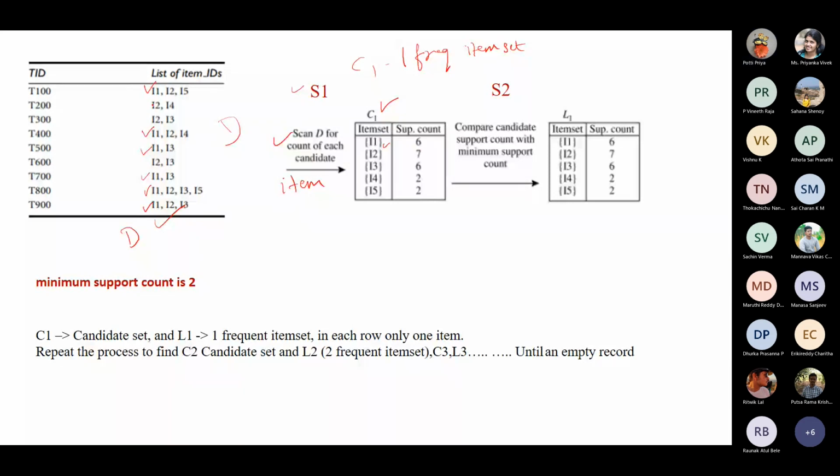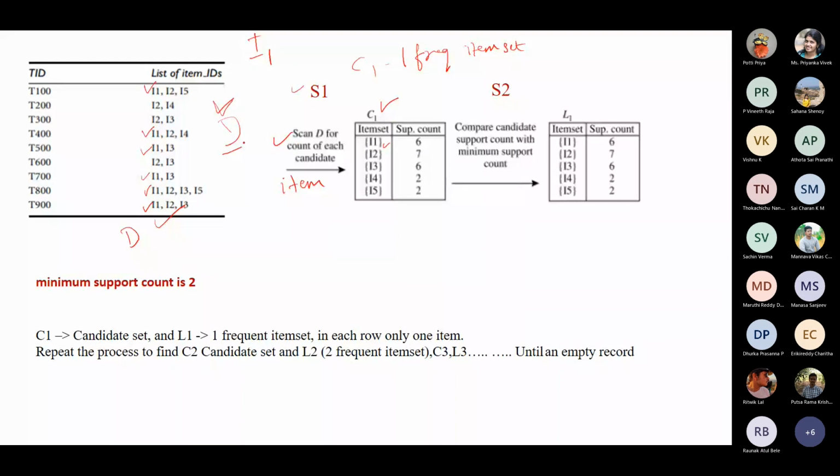These are I1, I2, I3. Please remember, these are the items: item 1, item 2, item 3, item 4, item 5. So here support count is how many times each item is appearing in the database.